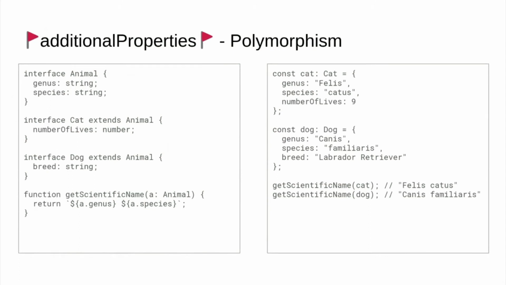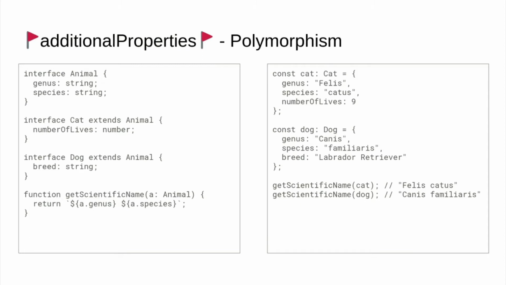Here's a simple example of polymorphism in TypeScript. We have a cat and a dog type that each extend animal, and we have a function that takes an animal as an argument. The getScientificName function takes an animal, but can also happily take anything that extends animal.